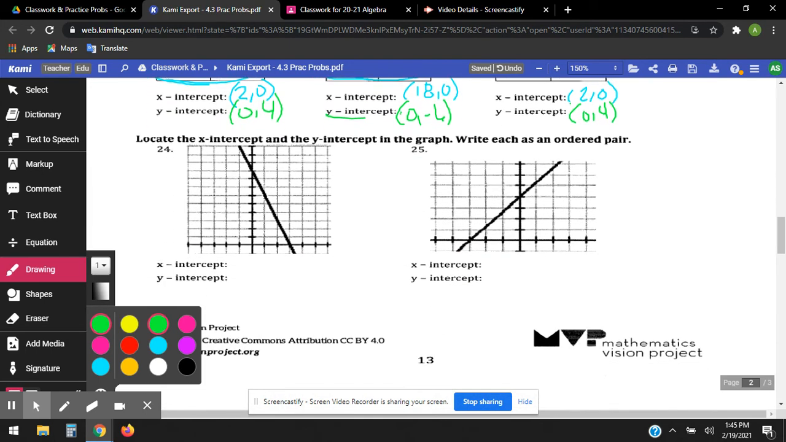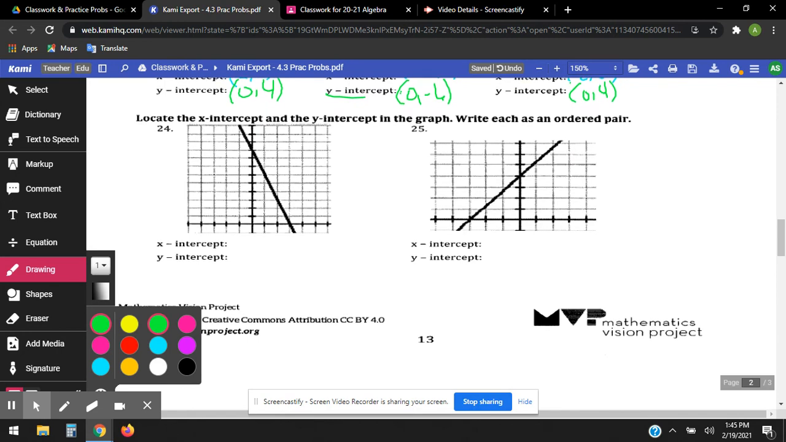All right, let's keep that theme going. Locate the x-intercept and the y-intercept on the graph. So we're doing x in blue and y in green. Let's just keep with our color scheme. So got green going here. The y-intercept is right there. 1, 2, 3, 4, 5, 6, 7, 8, 9. 0, comma 9. The x-intercept is right here. That's at 3, comma 0.